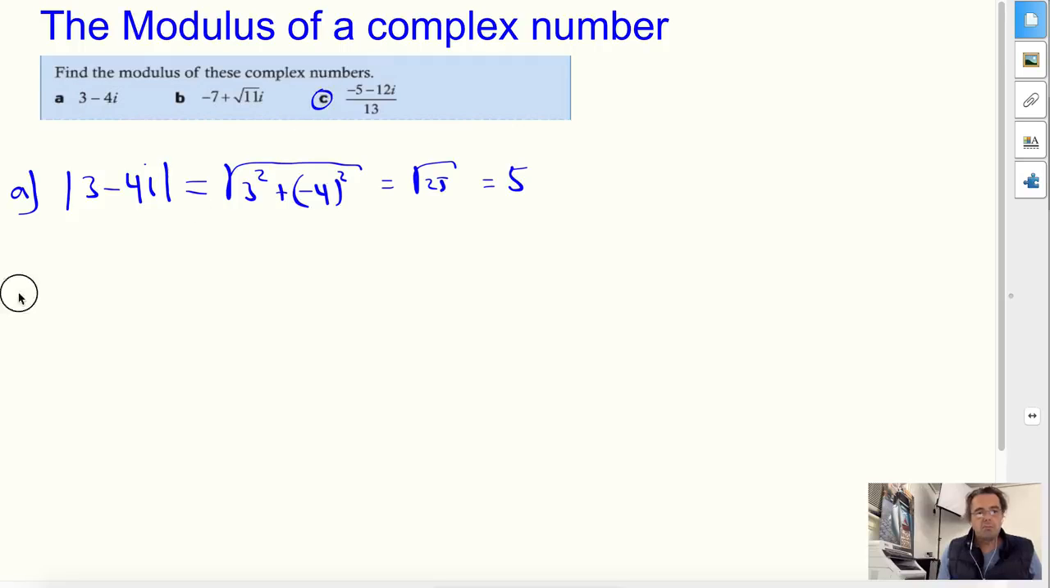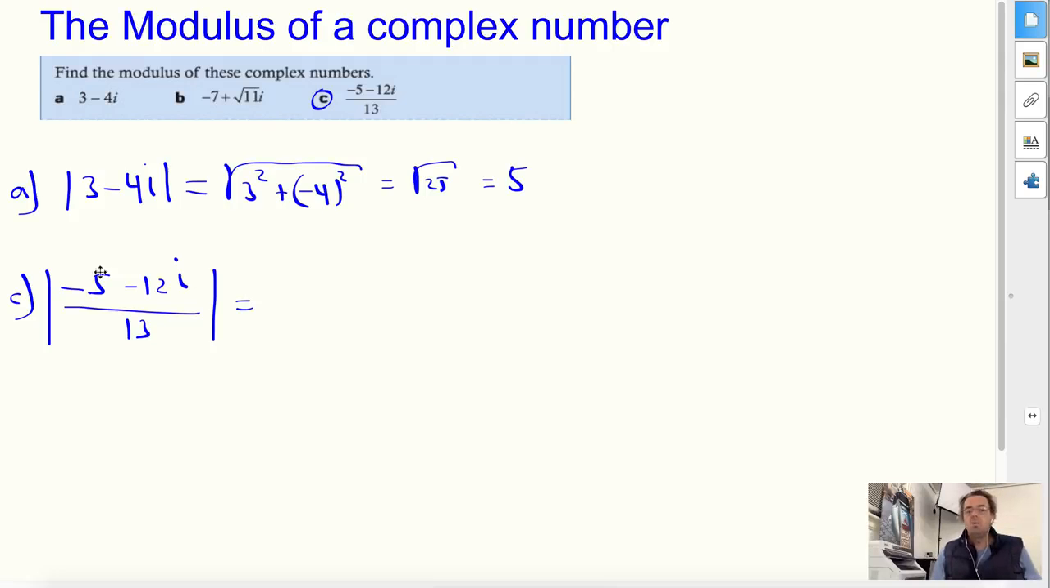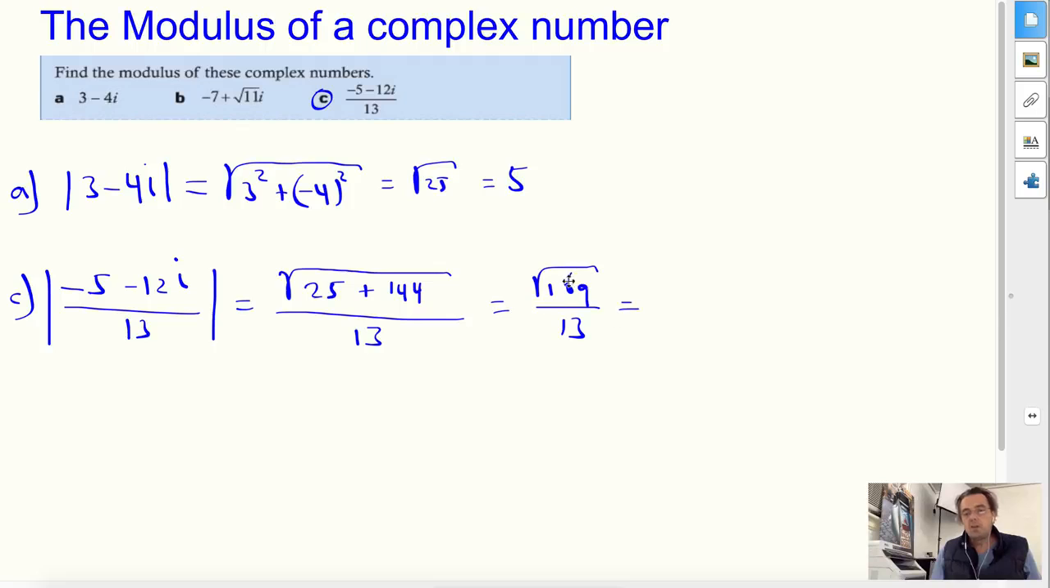Let's skip to point C now. For C, -5 take 12i all over 13. If we want to have the modulus of that, we only have to look at the top because the bottom is a real number. So we're taking the root of 25 plus 144, all over 13. Now I can square the 13 and then root it, but it's still 13, so I don't have to do anything with the bottom, only with the numerator here. 25 and 144 is 169. The root of 169 turns out to be 13. So this point on the Argand diagram has a distance of 1 to the origin.